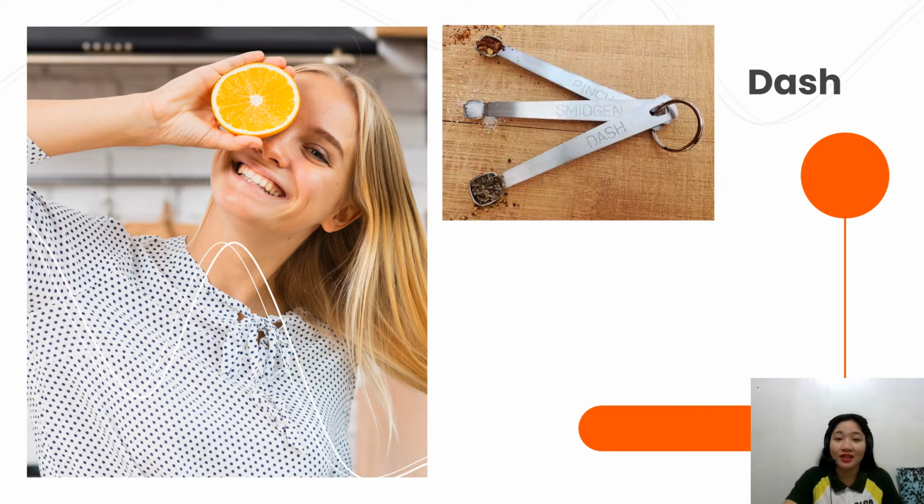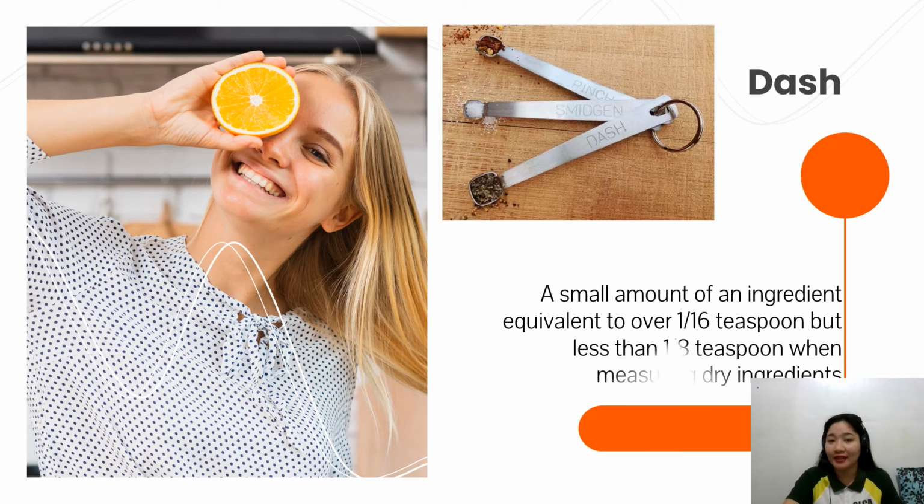We also have the dash. The dash is a small amount of an ingredient equivalent to over 1/16 teaspoon but less than 1/8 teaspoon when measuring dry ingredients. A dash used to measure liquid ingredients equals approximately 3 drops.